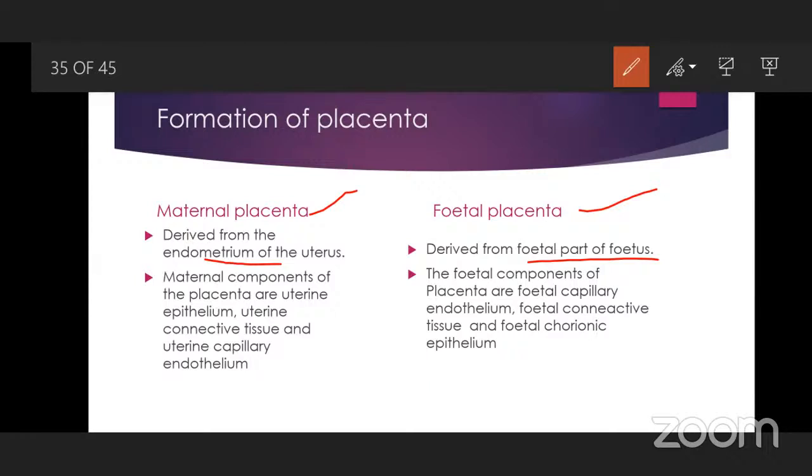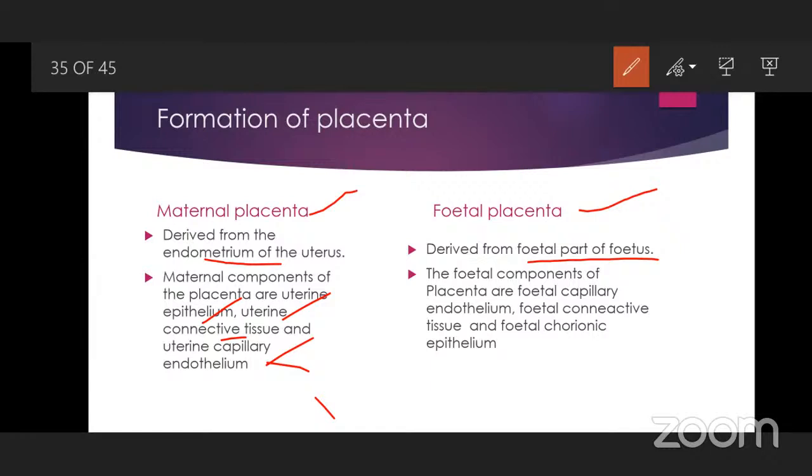The maternal components of the placenta are uterine epithelium, uterine connective tissue, and uterine capillaries. So epithelium is the outermost layer of the uterus, then uterine connective tissue, and the uterine capillaries, that is artery as well as veins. So these are the ones which will be forming the maternal component of the placenta, that is from the mother.